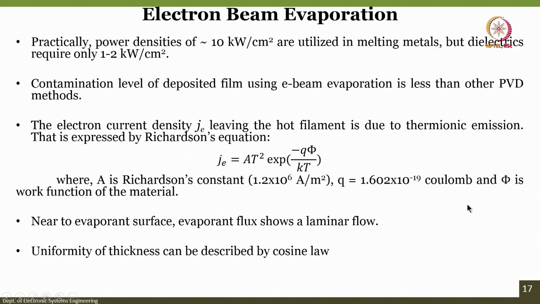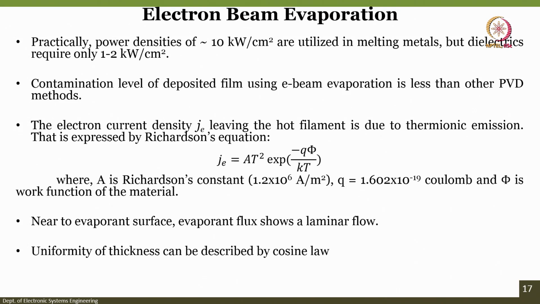So, what are the power densities, right? Practically, the power densities are approximately 10 kilowatt per centimeter square and are utilized in melting metals, but dielectrics require only 1 to 2 kilowatt per centimeter square. The contamination level of the deposited film using e-beam evaporation is less compared to other EPVD methods.